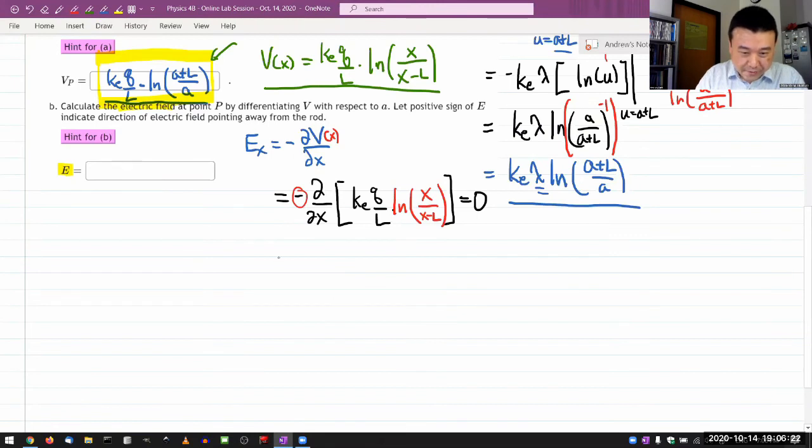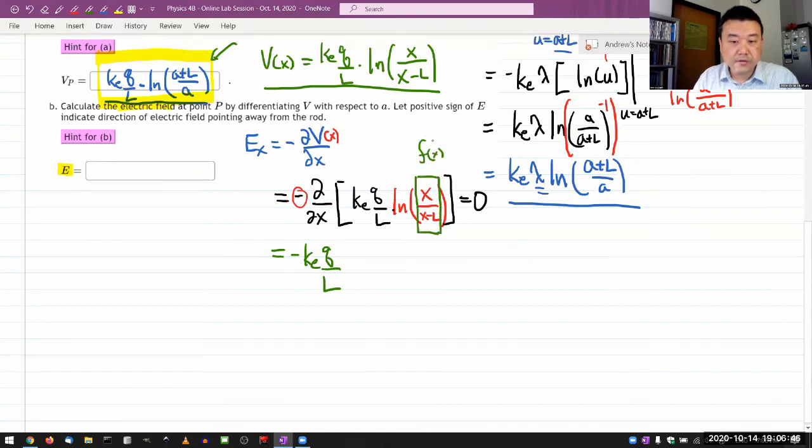So let me do that derivative here. I'm going to just pull out all the things that are constant. Minus k e q over L. And it looks like I have to use the chain rule. So I'm going to be taking the derivative of the outside, that's the natural log of something. And this thing in here is what I would call f of x, and I need to treat that separately once I'm inside. So let me do the outer layer of the chain rule.